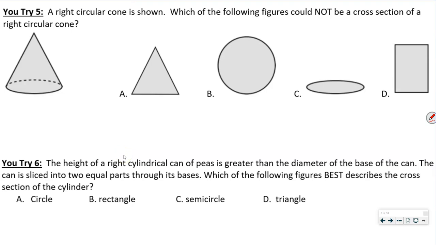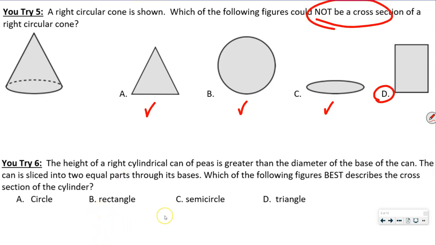Which of the following figures could not be a cross section of the right circular cone? Okay, so obviously if we go through the apex, this would. If we go through the base, anywhere parallel to the base, it's going to be a circle. Now, if we were to do a diagonal, then we would get a sphere. So the only one here that is not a cross section would be D. Okay.